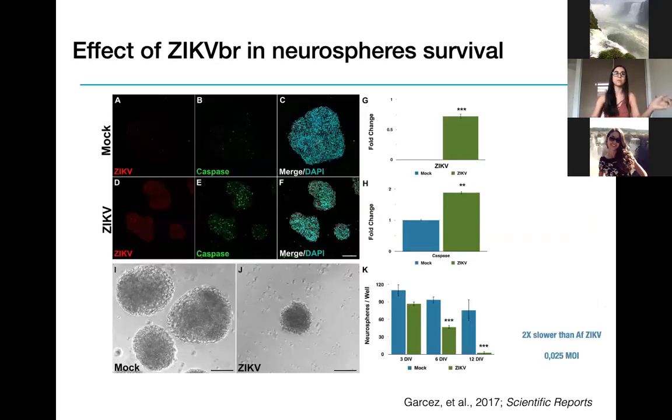Now, this was done with the African Zika virus. We also performed the same experiment with the Brazilian Zika virus. And interestingly, you can see here that we have the same phenotype, that we have a lot of cell death, caspase positive. We have also labeling for Zika. This is a quantification. But interestingly, the kinetics of this infection is different. So it's slower, it's 2 times slower than the African Zika virus. So as you can see here, it takes 12 days for the neurospheres to be completely absent in this culture with the Brazilian Zika virus.